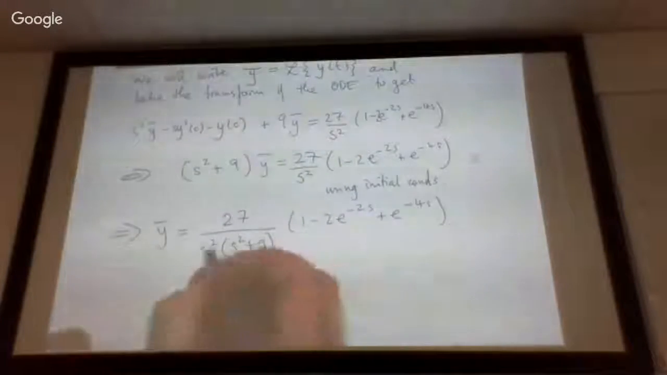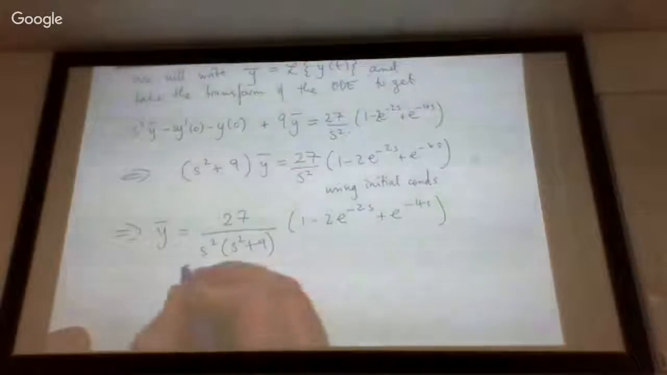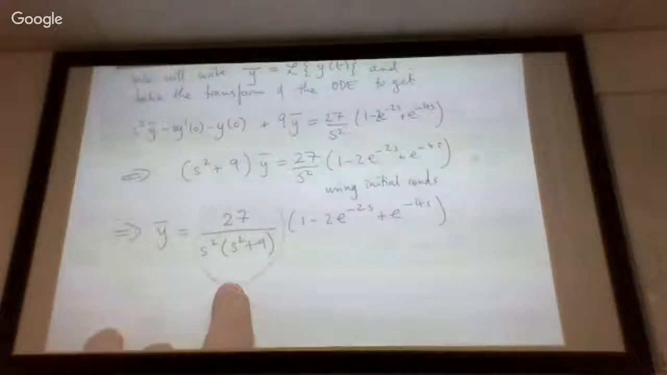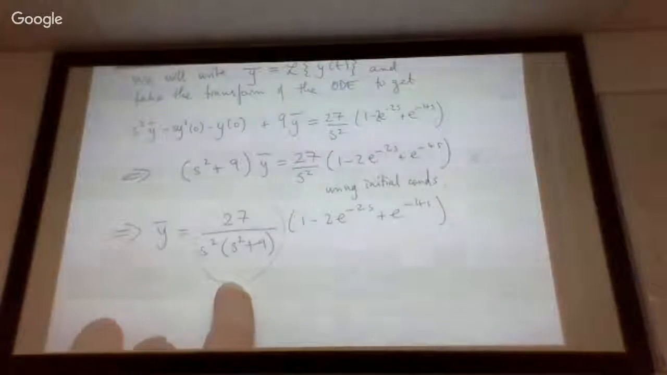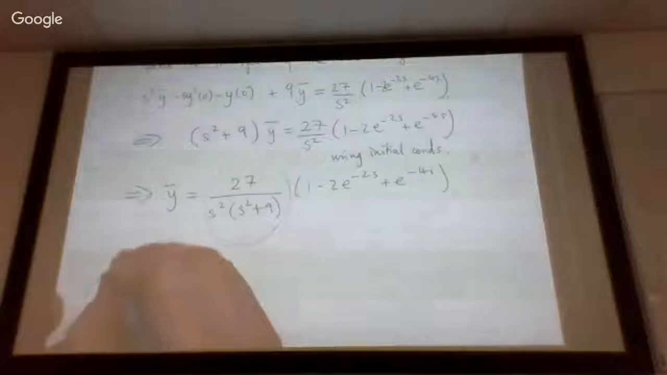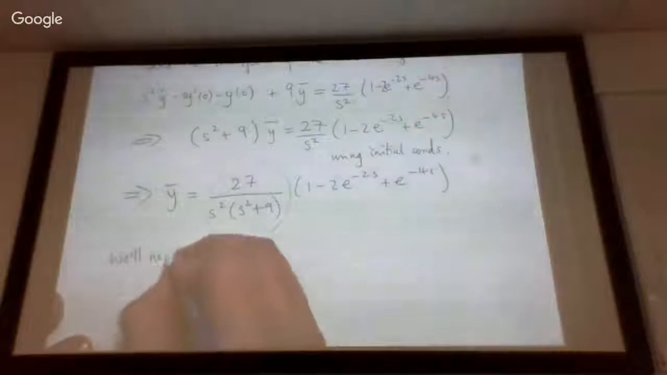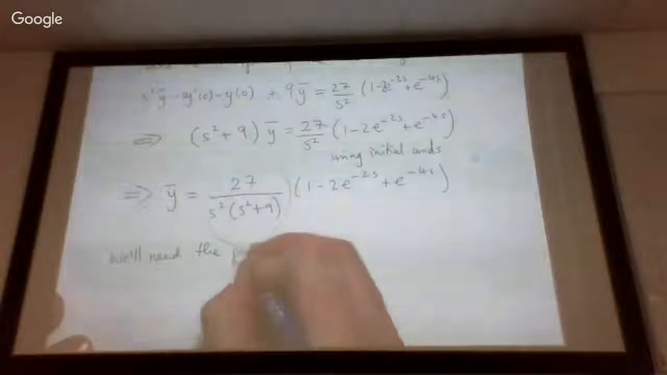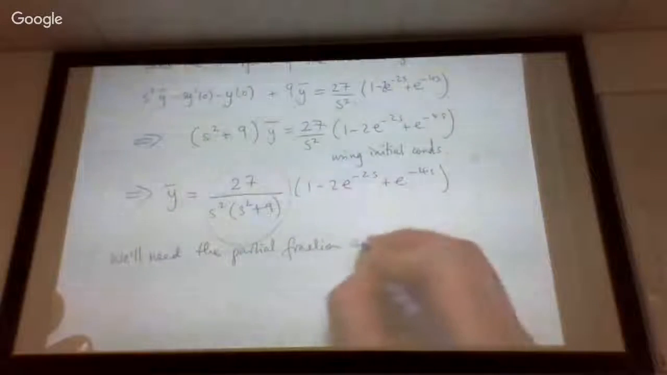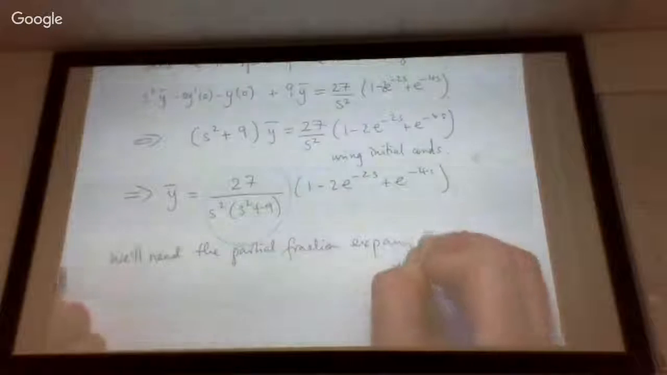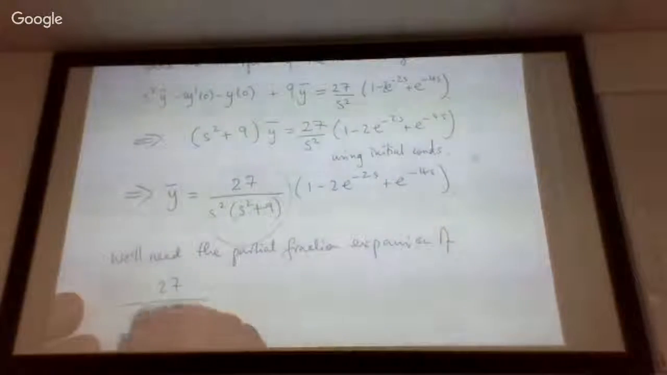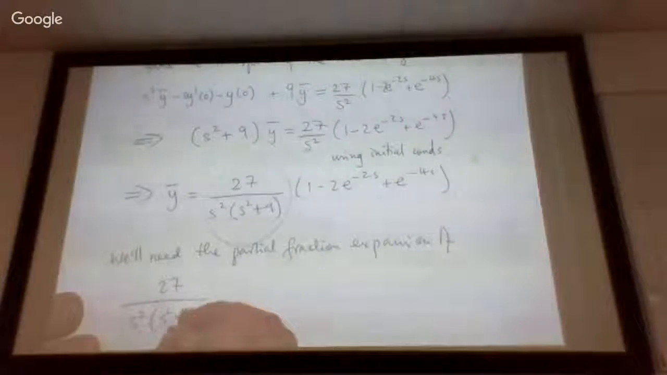Okay, so we'll need a partial fraction expansion of this, because we'll need to be able to clearly identify the inverse transform of this. So we'll need the partial fraction expansion of 27 over s squared times s squared plus 9.